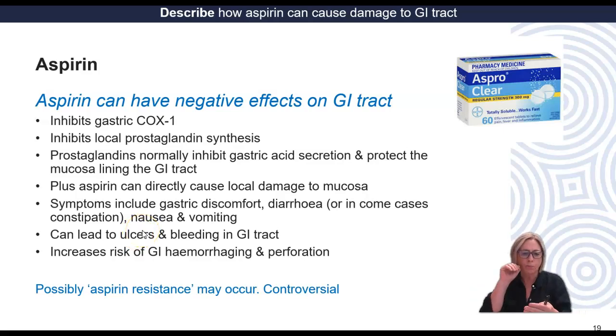And if the ulcer perforates through all of the layers of the stomach wall, then the gastric contents are going to enter the abdominopelvic cavity, and that will also increase the risk of gastrointestinal hemorrhaging. Now, there is possibly aspirin resistance that may occur in some individuals. So over time, with the use of long-term aspirin, the body adapts and becomes less sensitive to the aspirin, and therefore the aspirin's not really inhibiting the platelet plug formation. However, it is controversial. Some studies have said that it happens. Other studies have said that it doesn't.